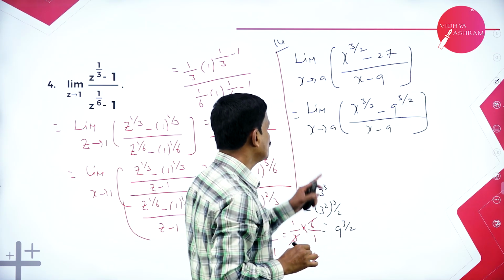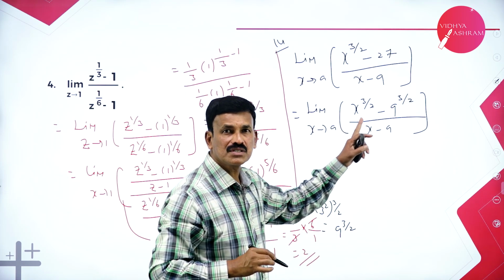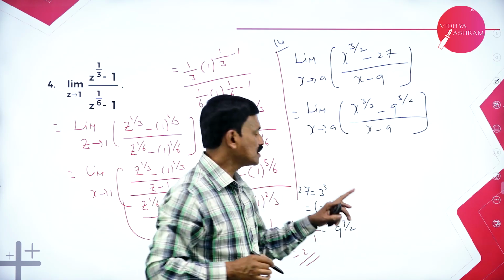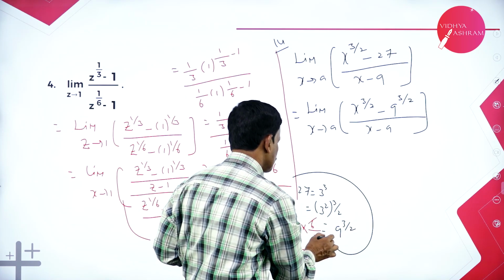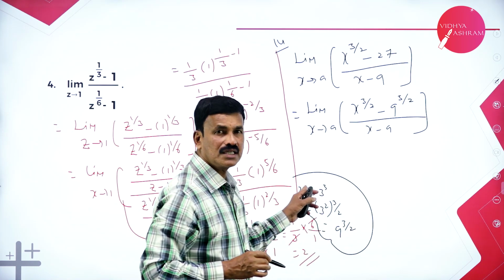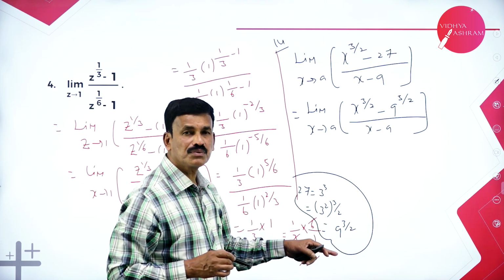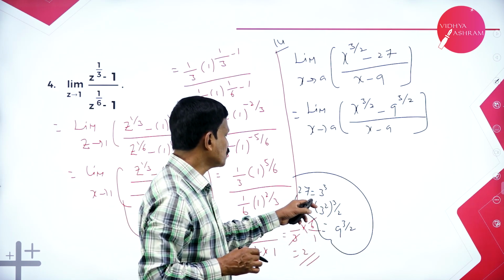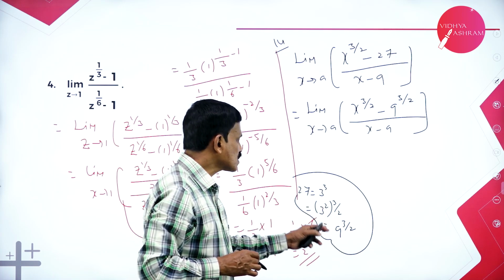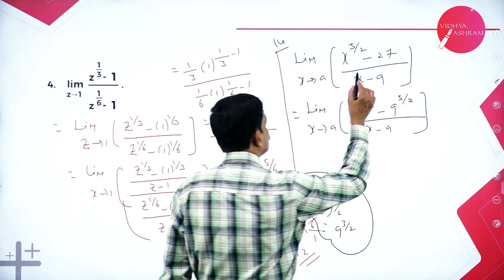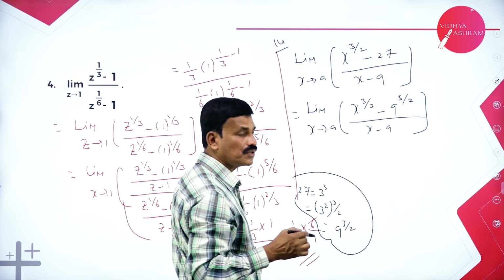Now if you observe carefully, this is limit x tends to a of x raised to n minus a raised to n by x minus a. This is the important step. 27 can be written as 3 cube. 3 cube can also be written as 3 square whole to the power of 3 by 2. So 2 gets cancelled, 3 cube. What is 3 square? 3 square is 9. So 27 can be written as 9 to the power of 3 by 2.